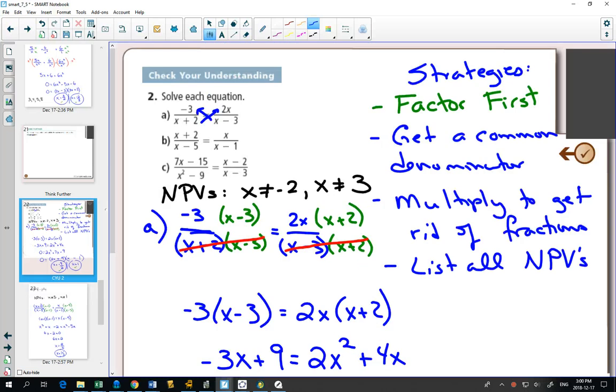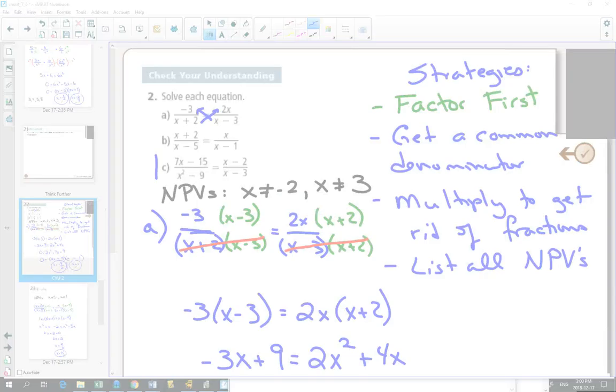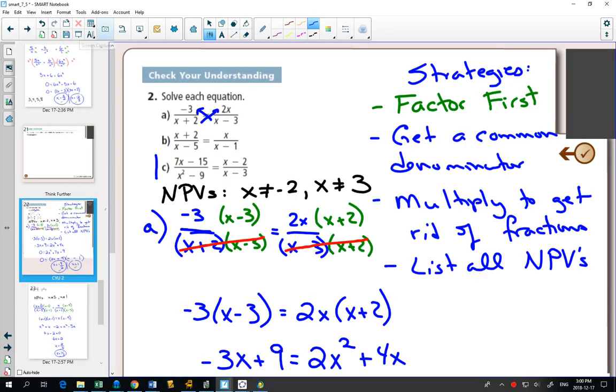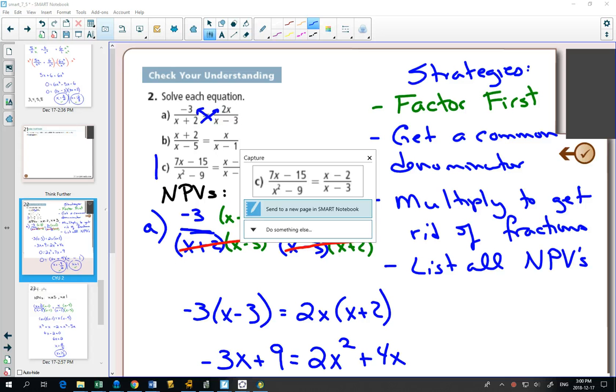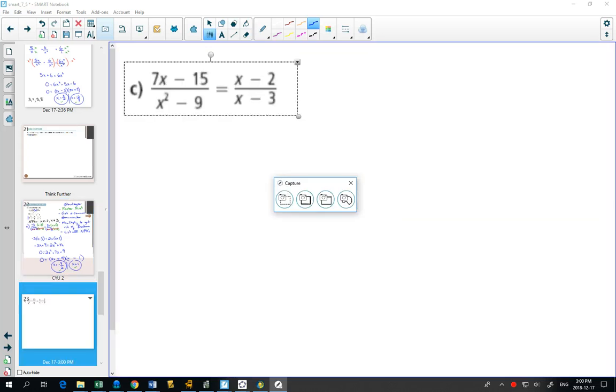Let's look at the third one. Because the third one is where the factoring comes in, because we have an x squared minus 9. And this is a great example of, if you cross multiply at the beginning, you will make your life way more difficult than it needs to be. Even though it's a fraction equals a fraction, that shortcut of cross multiplying in this case would make things more difficult. So, why do we factor first?